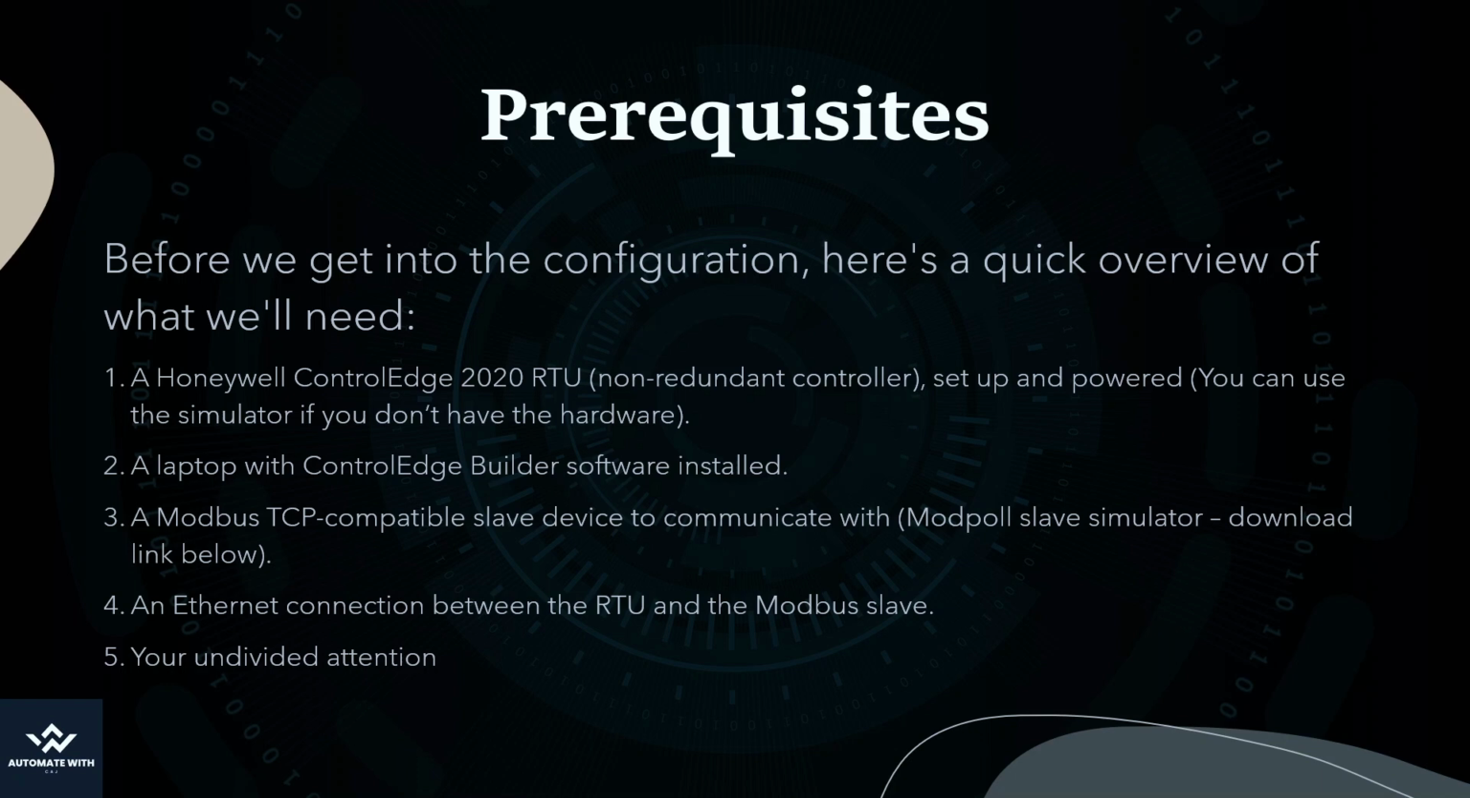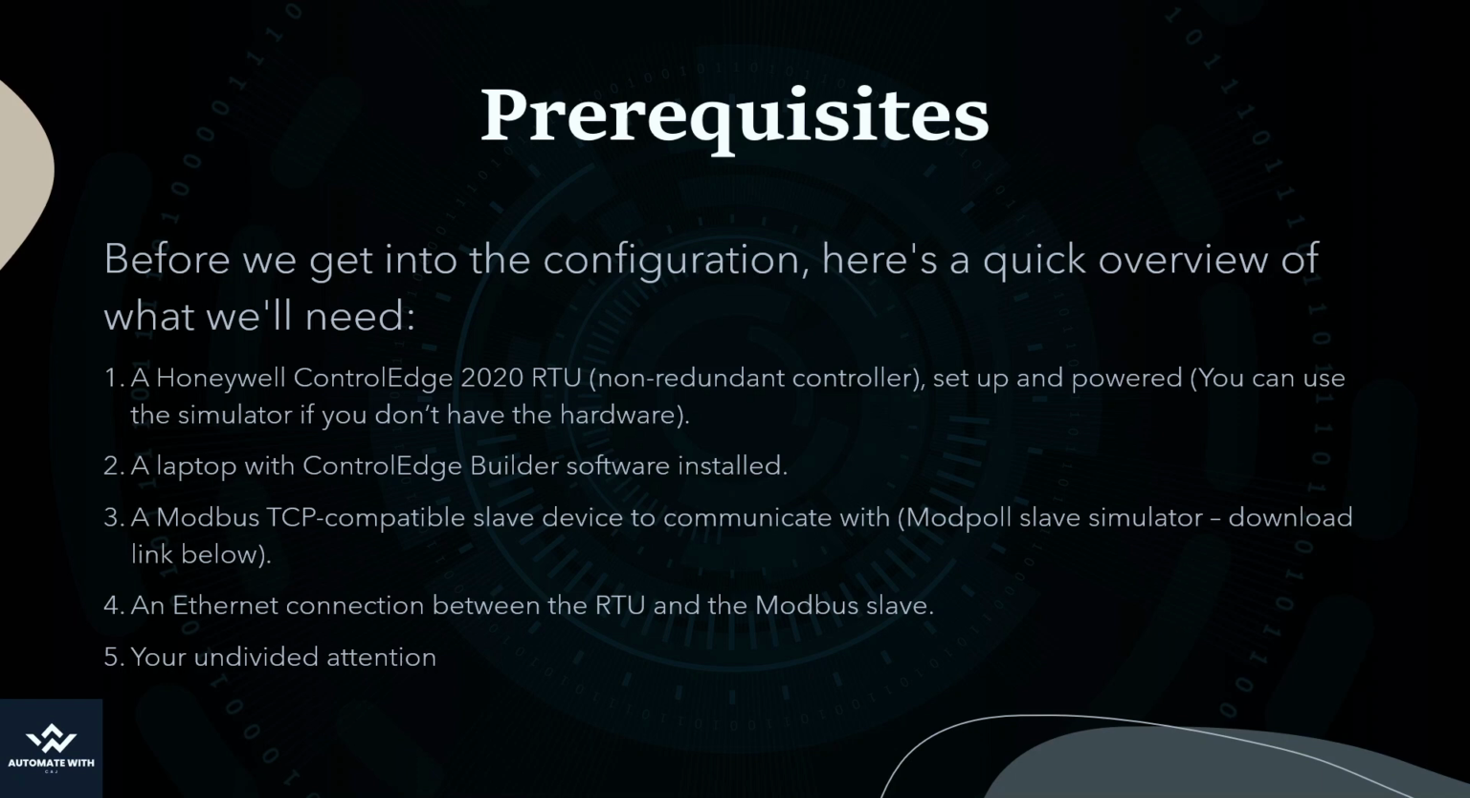You need a laptop with ControlEdge Builder software installed. You also need a MODBUS TCP compatible slave device to communicate with. If you do not have a physical device, you can use the MODBUS slave simulator. The download link is in the description of this video. For those using physical devices, you need an Ethernet connection between the RTU and the MODBUS slave device. And finally, you need your undivided attention.